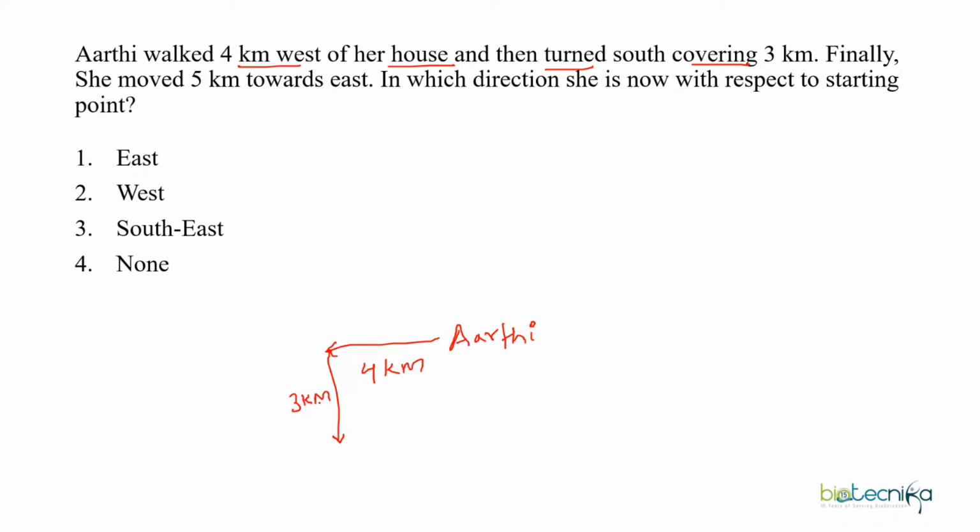Finally, she moves 5 kilometers towards east. So you have to consider the points and then decide the direction. Right now, this will be the point. From here, east will be toward this side. So this is 5 kilometers.